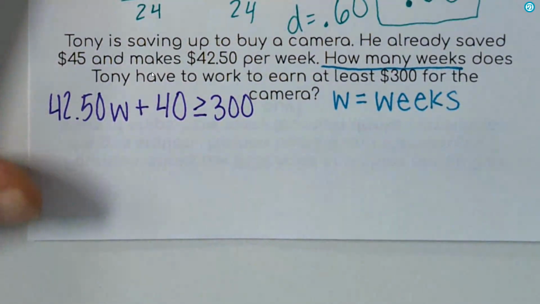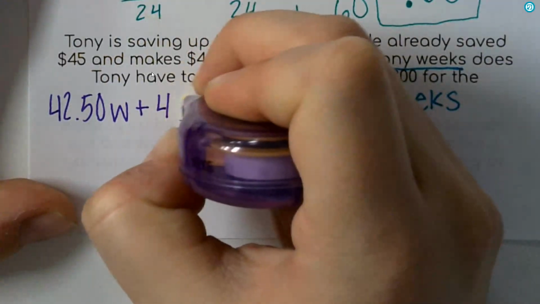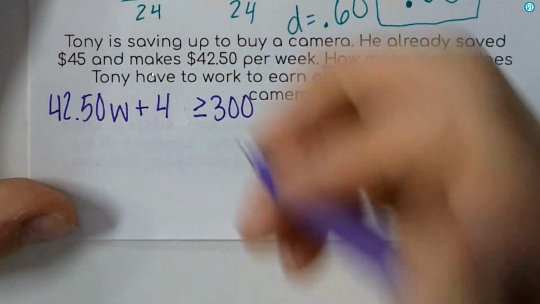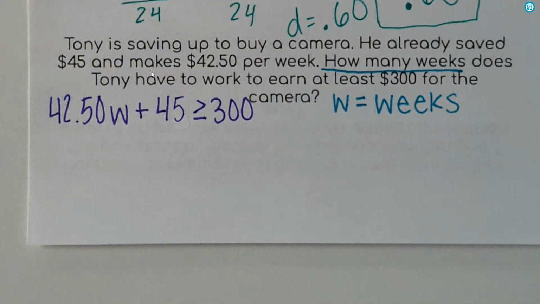You put 40. I did put 40. That should be a 45. Good eye. So if you were copying me down and put a 40 there, change that to 45, or else your equation's not going to work out. Actually, it's an inequality. Thank you very much. All right, any questions about writing that inequality?